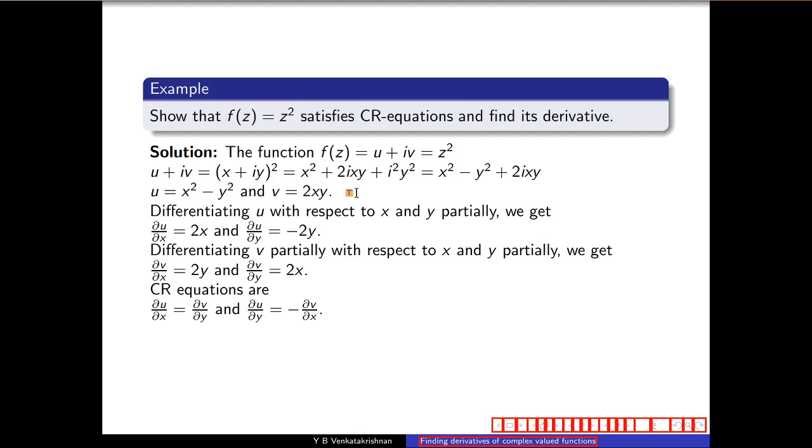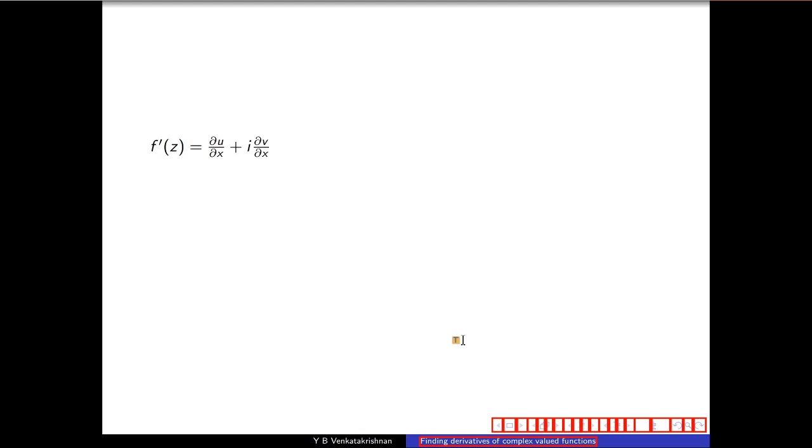I have just given you the CR equations again. You have to remember these CR equations, and you can verify that the values of dou u by dou x and dou v by dou y are equal, namely 2x, and dou u by dou y is the negative of dou v by dou x. So the first part gets completed here. We have verified that the function f of z satisfies the CR equations. Now I have to find the derivative.